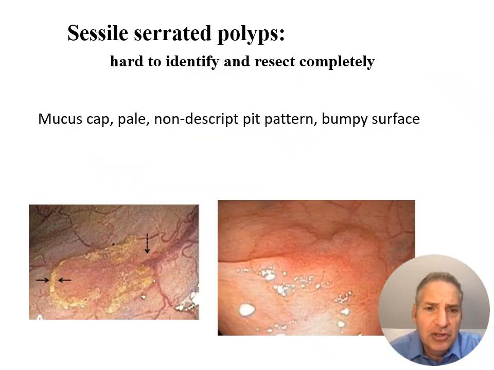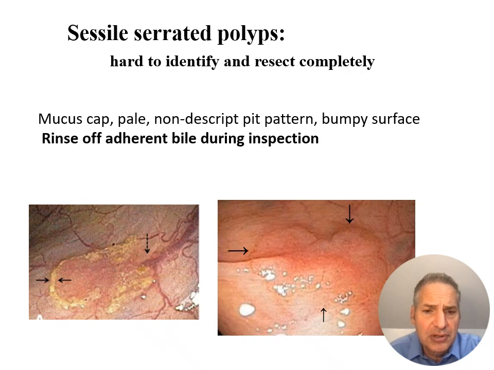Sessile serrated polyps can be very hard to identify and resect completely. They can be recognized by the presence of a mucus cap shown here. They are typically very pale, sometimes even less pale than the surrounding mucosa. They have a nondescript pit pattern and a slightly bumpy surface. You can see the edges of this flat polyp defined by these arrows here.